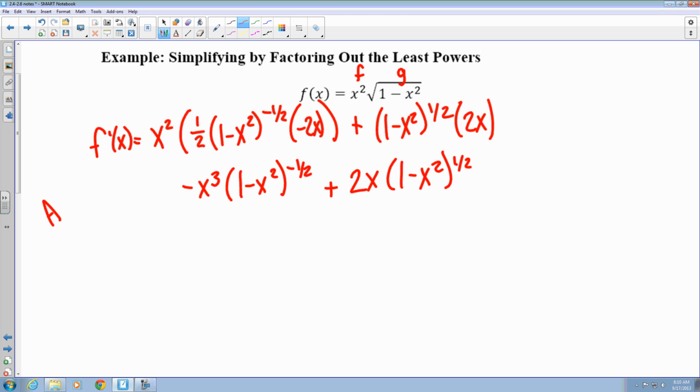Now I was saying that this here is acceptable. Okay with that answer right there, but the purpose of this problem is to show you how to simplify it by factoring out the least powers. So what we're going to do is factor out 1 minus x squared to the negative 1/2. And since they both have an x in common, we're going to take out an x as well.